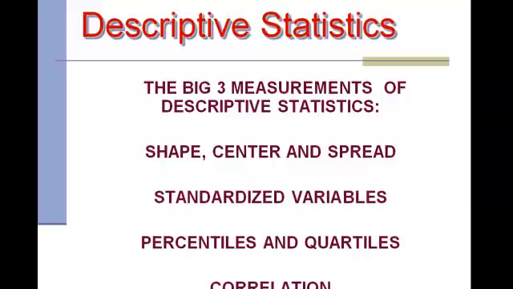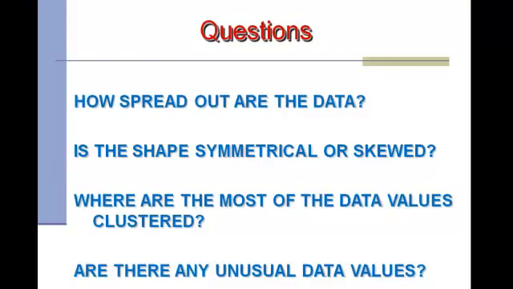Then we're also going to talk about ways to standardize variables so that we know their magnitude. We're going to look at percentiles and quartiles and just briefly touch on correlation. So the questions we're essentially trying to answer in this chapter would be, how spread out are the data? Is the shape of the data symmetrical, meaning bell-shaped or a normal curve? Or are the data skewed, meaning skewed to the left or skewed to the right?